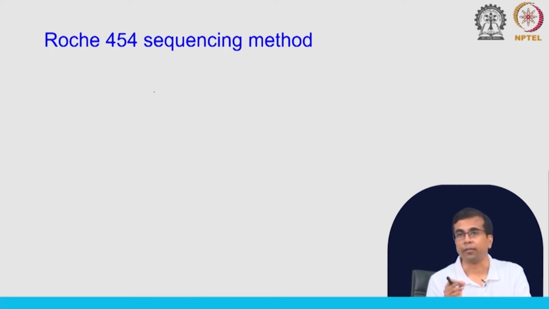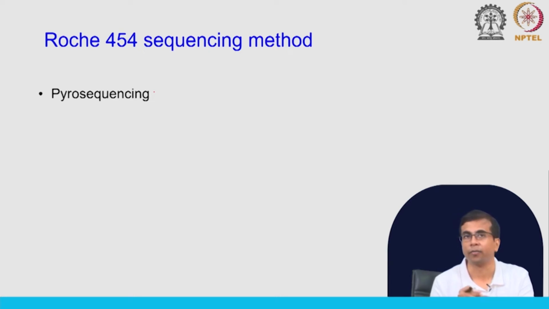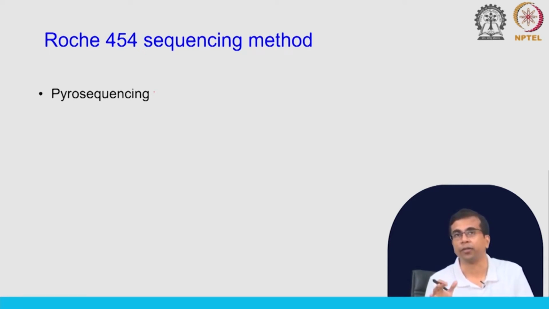How does this method work? How do you actually get the sequence data? 454 sequencing relies on something called pyrosequencing. You may or may not have heard about pyrosequencing. We will talk about what this method is in much more detail. 454 sequencing took this pyrosequencing method and massively parallelized this sequencing process, and again we will see how this happened.